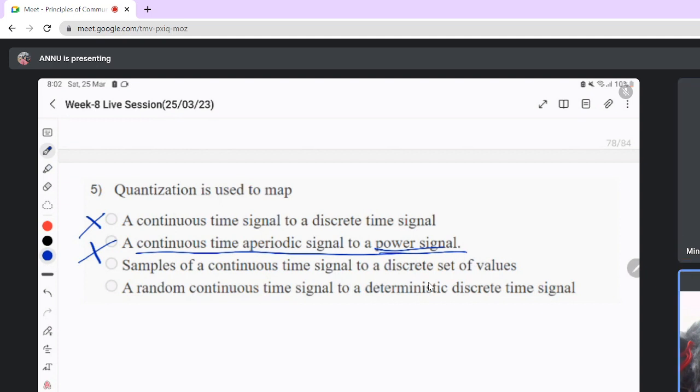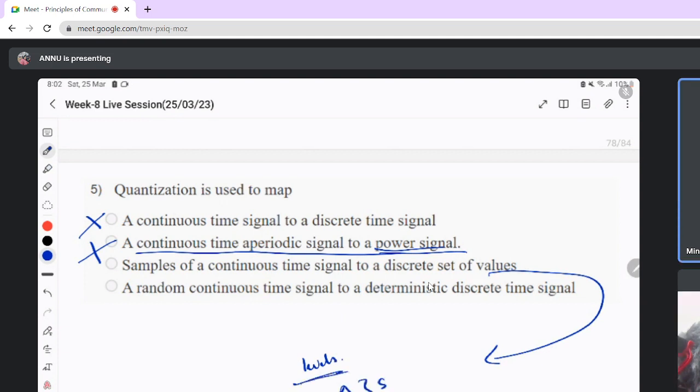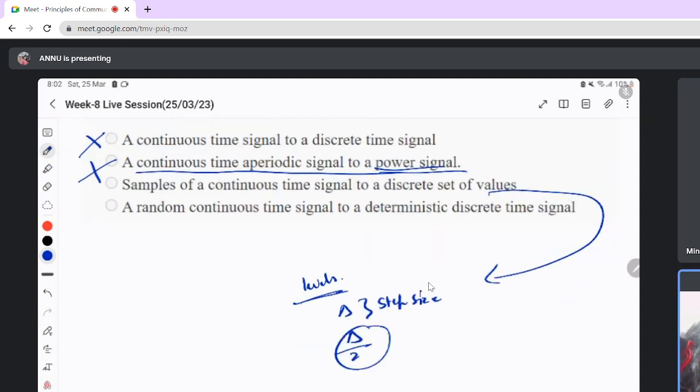Now the third is samples of a continuous time signal to a discrete set of values. Yes, we are providing the approximation using levels and step size. So sometimes we have delta by 2 as the maximum quantization error. So we are doing this. And the fourth option is a random continuous time signal to a deterministic discrete time signal. So this one also doesn't make sense, because we are not doing this.